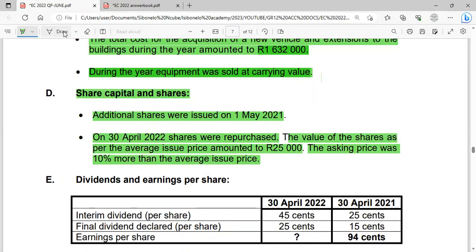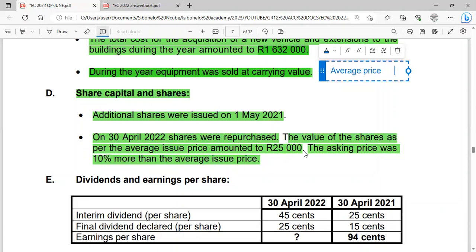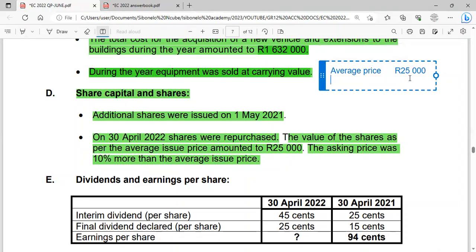So here we are given the average issue price. Average price. So the total is 25,000. So average price 25,000, which is the total. And then the repurchase price. So the repurchase price is not given. So we're going to put a question mark.